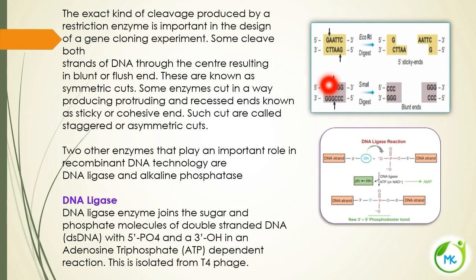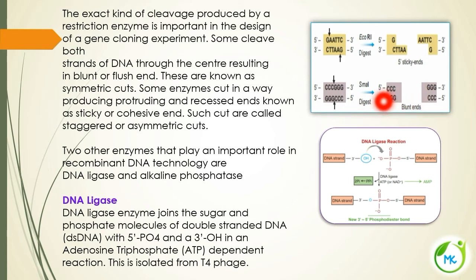So if it is going to cut at the center, what kind of end will it have? It is a blunt end, otherwise referred to as a flush end, and these are known as symmetric cuts. When it cuts, the segments are going to be symmetrical, they are going to be the same. So this kind of cut is called a blunt cut, and the ends that are generated are said to be blunt ends. The cut is said to be a symmetric cut.